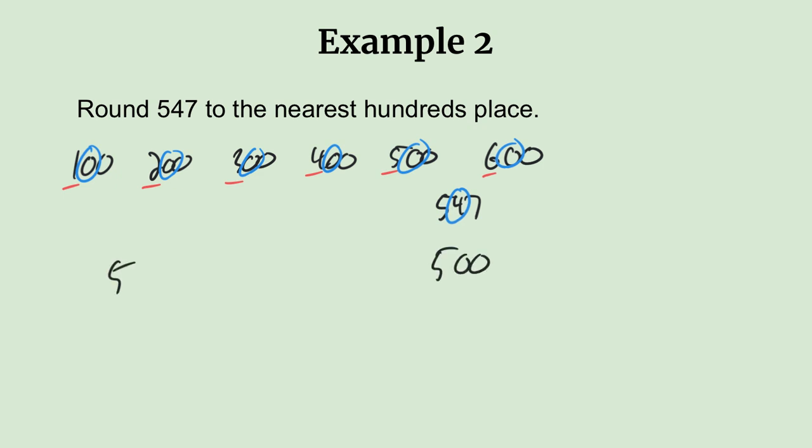If we had, let's say, 551, that would equal 600 because we have a 5 in the 10 spot. You always look at the number that's right after the place value that we're rounding to.